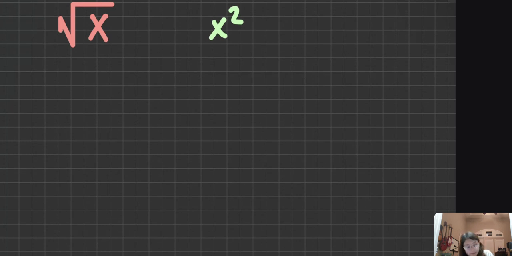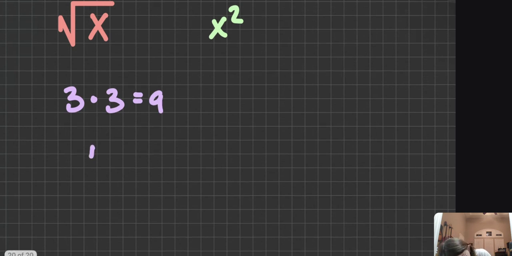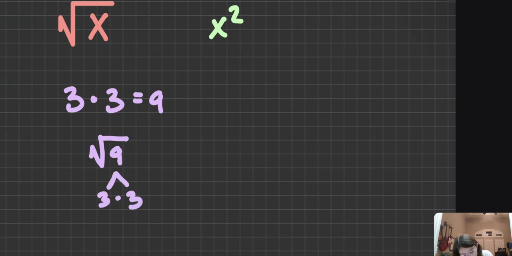So for example, 3 times 3 is equal to 9. So if we take the square root of 9, we're asking ourselves, what two numbers equal to 9, right? So we can do 3 times 3. So essentially the square root of 9 is going to be equal to 3.